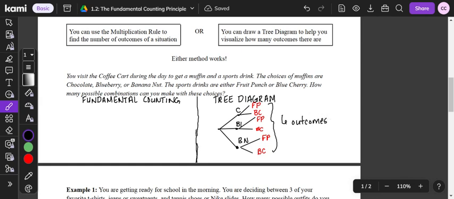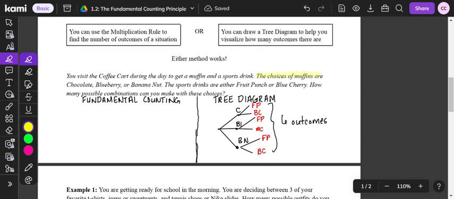But like I said, imagine there were even more choices of muffin or even more choices of drink, you're going to be drawing a lot of branches, and sometimes tree diagrams just take too long. So that's why the fundamental counting principle comes in handy. If you have a highlighter on you, I highly recommend you use it.